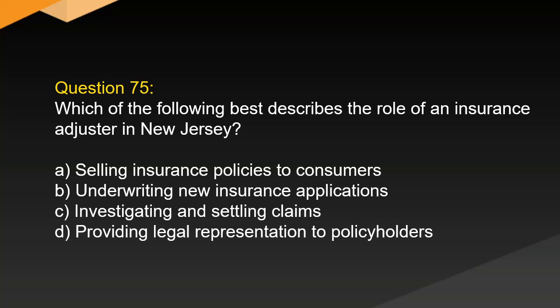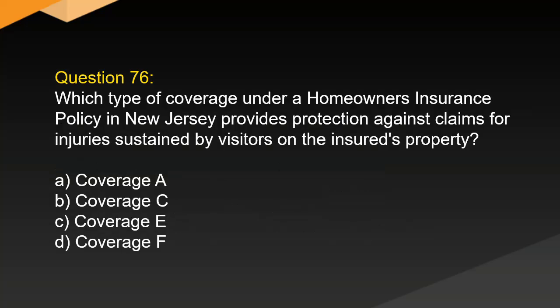Question 75. Which of the following best describes the role of an insurance adjuster in New Jersey? A. Selling insurance policies to consumers. B. Underwriting new insurance applications. C. Investigating and settling claims. D. Providing legal representation to policyholders.